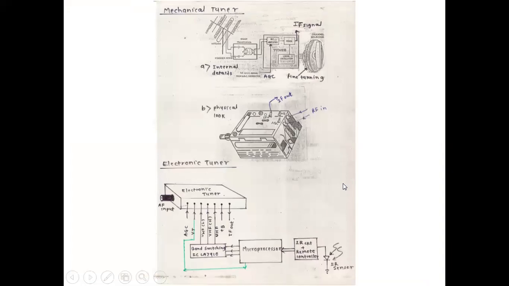Now all of you give attention. See this. There are two types of tuners. Very first block diagram of your television is nothing but tuner. There are two types of tuner. One is mechanical tuner. This is known as mechanical tuner.